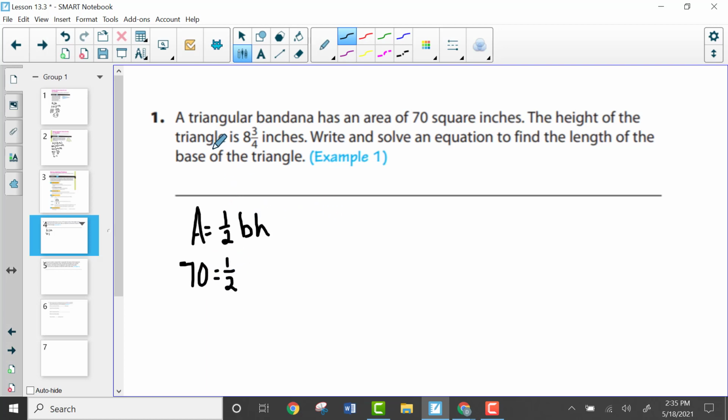We know the height is 8 3/4, but we don't know the base. So we have area equals 1/2 times the base times 8 3/4. Now our next step is that we cannot multiply 1/2 times b or b times 8 3/4. So what we do is we take 1/2 and multiply it by 8 3/4. And 1/2 times 8 3/4 is going to give us 4 3/8.